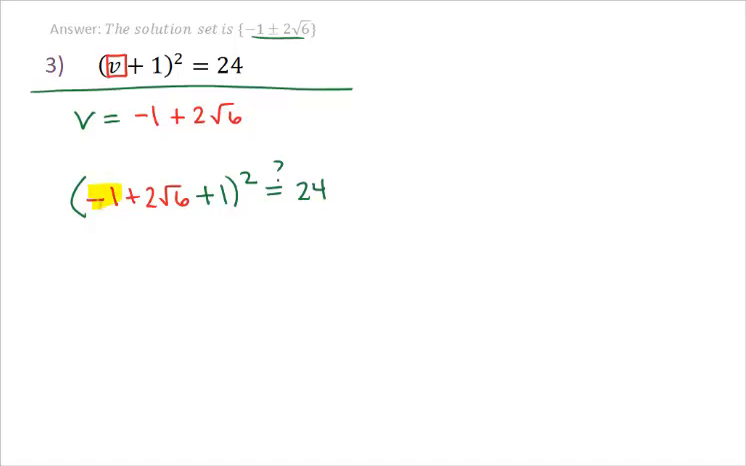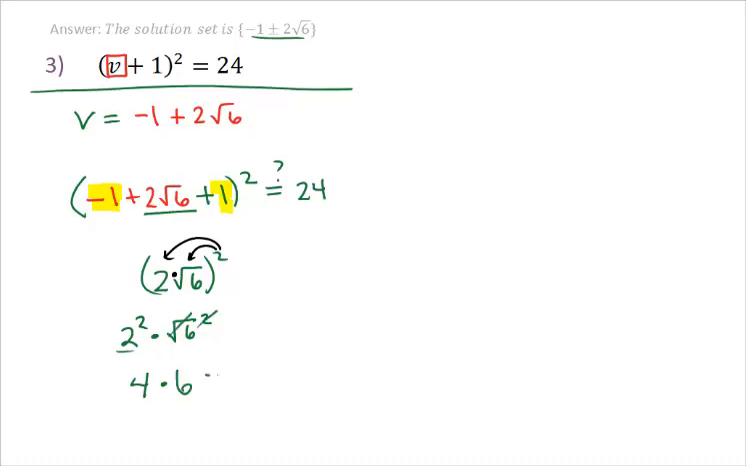On the left, your negative 1 and your positive 1 cancel out. That leaves you with your 2 root 6 in the middle, and that is still squared. Since this is a multiplication problem, it is okay to distribute that square. So that gives me 2 squared times root 6 squared. 2 squared is 2 times 2 gives you 4. And root 6 squared, the square and the square root cancel out, gives you 6. And, of course, 4 times 6 gives you 24, which is what we wanted it to be. So this solution checks.